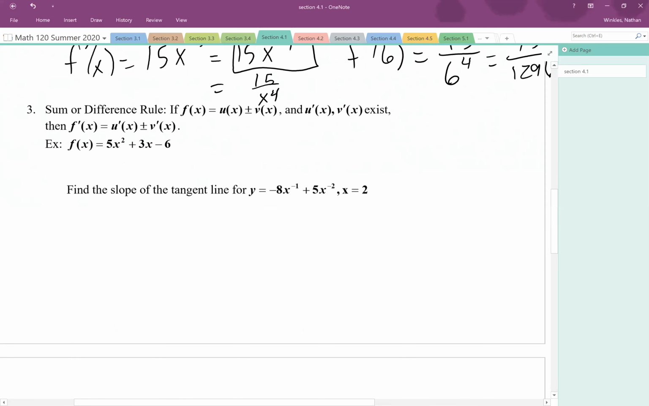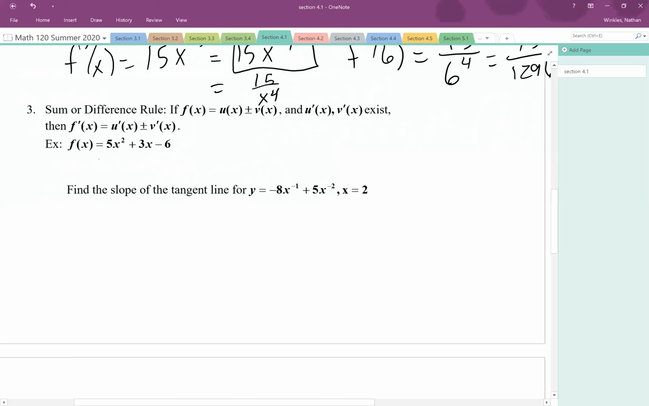The next thing that we can have is our sum or difference rule. So if f of x is equal to the sum or difference of any 2 functions, 3 functions, 4 functions, it doesn't matter how many functions. And we know that the derivative of each one of our functions exists, then f prime of x in this specific case would be u prime of x plus or minus v prime of x, because f of x was equal to u of x plus or minus v of x.